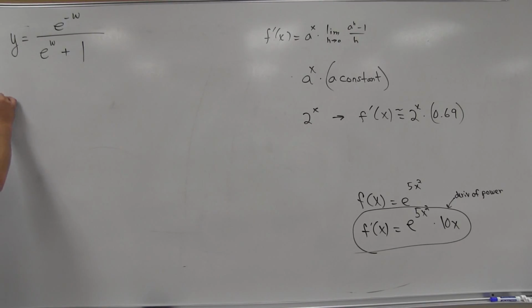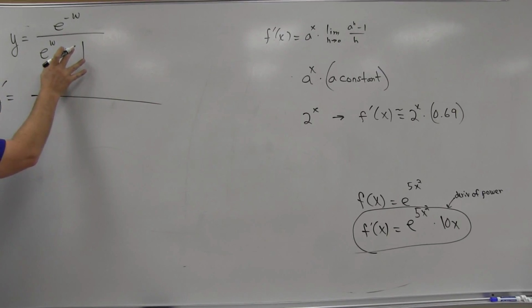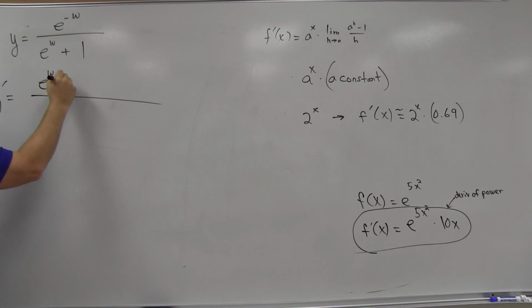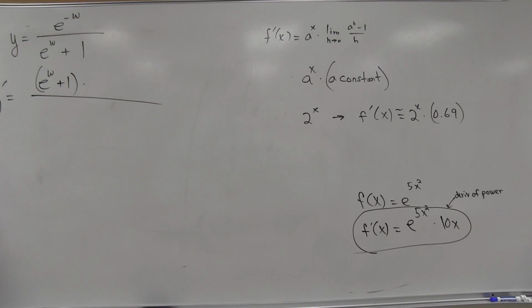Quotient rule, of course, is what we're going to do. So low d high minus high d low over low squared. So low, e to the w plus 1, times the derivative of e to the minus w. Well, that's kind of like the one we just did.